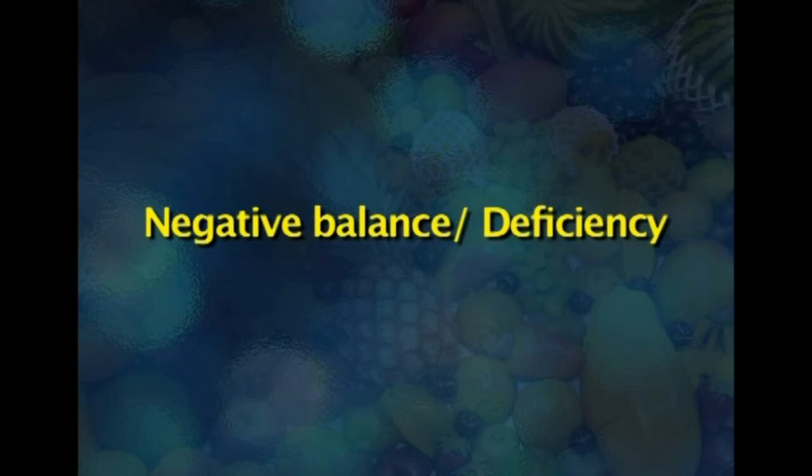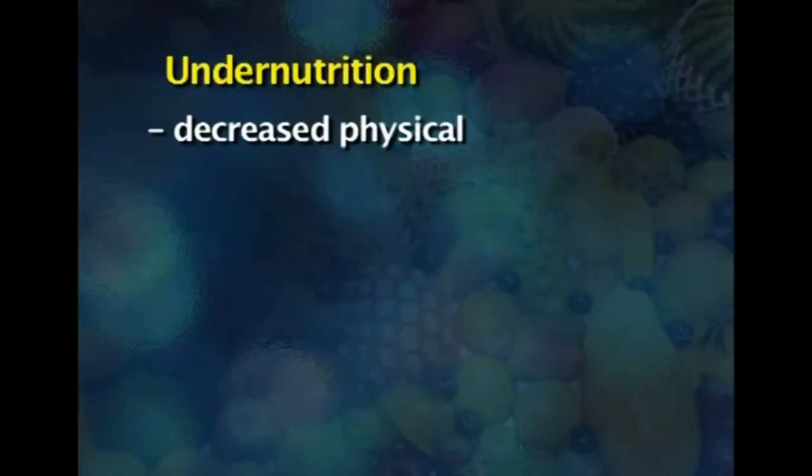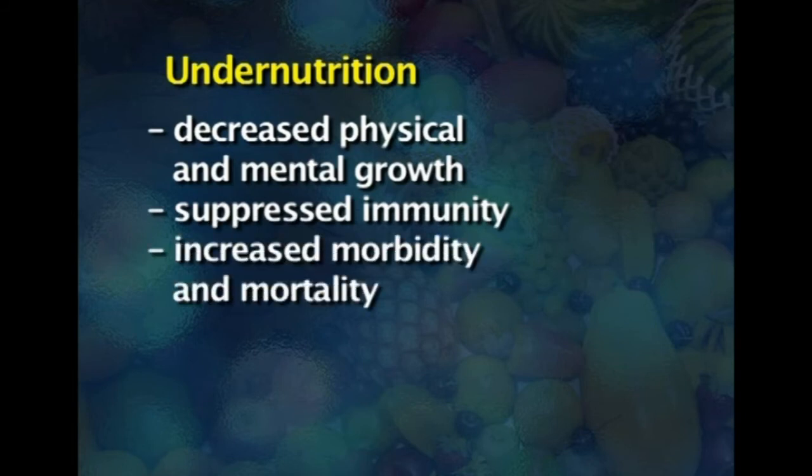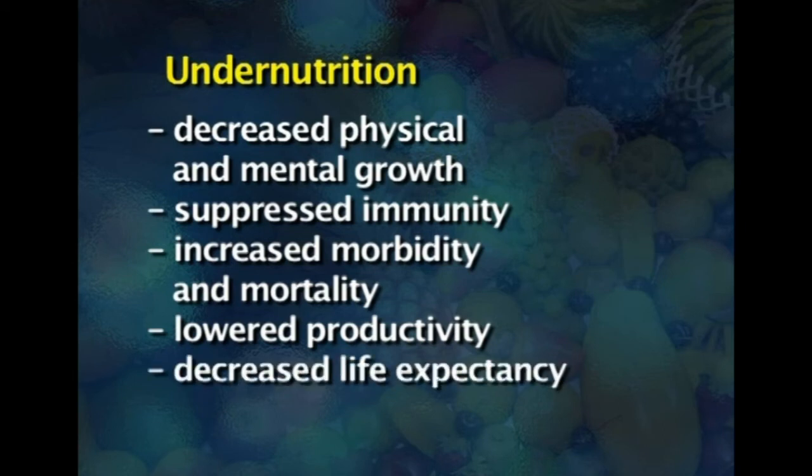As against this, we are talking about negative balance or deficiency, where the conditions could be medical or could be a genuine problem, like when there is no food available. Of course, chronic or severe undernutrition has always remained a matter of concern, and that is the Indian paradox. At one end we have obese individuals, at the other end we have undernourished children. Undernourishment is always associated with decreased physical and mental growth, suppressed immunity, increased morbidity and mortality, lowered productivity, and therefore decreased life expectancy.